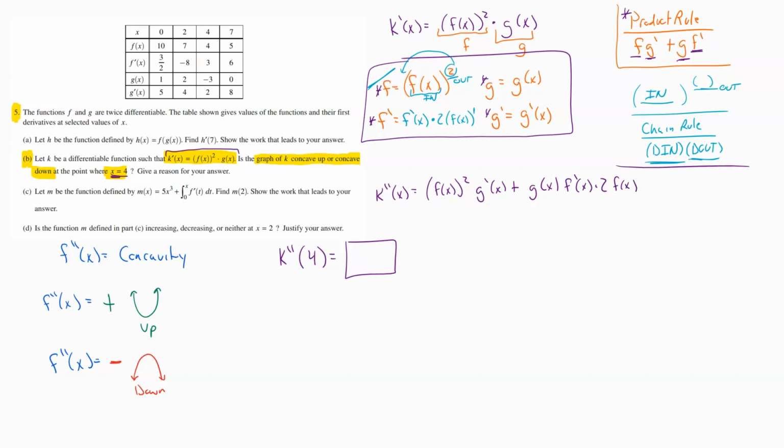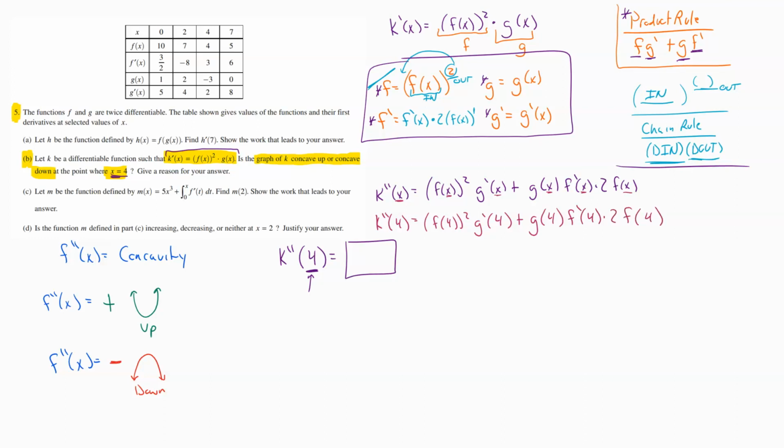So now we've got our second derivative, and we need to figure out what its value is at x equals 4. So we'll come in now, and we will plug in 4 for x. So function notation always works the same. Whatever I replace x with here, you replace every x with the same value in the equation. So this will be f of 4 squared times g prime of 4 plus g of 4 times f prime of 4 times 2 times f of 4.